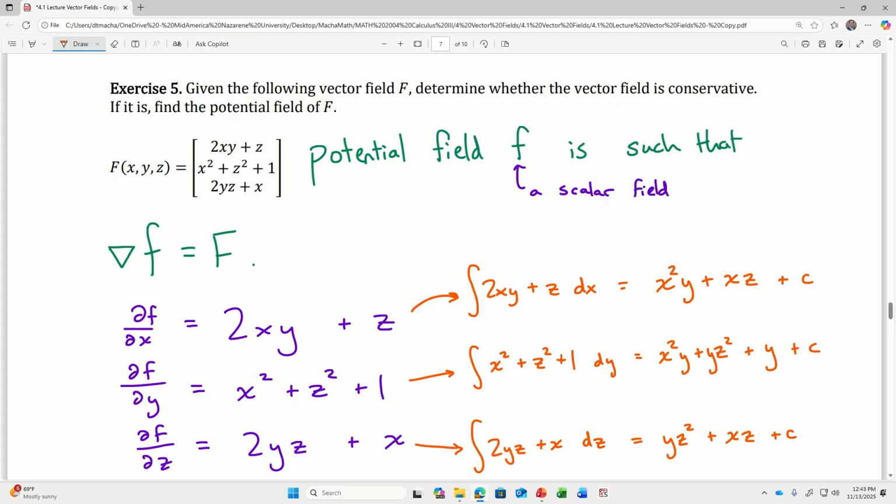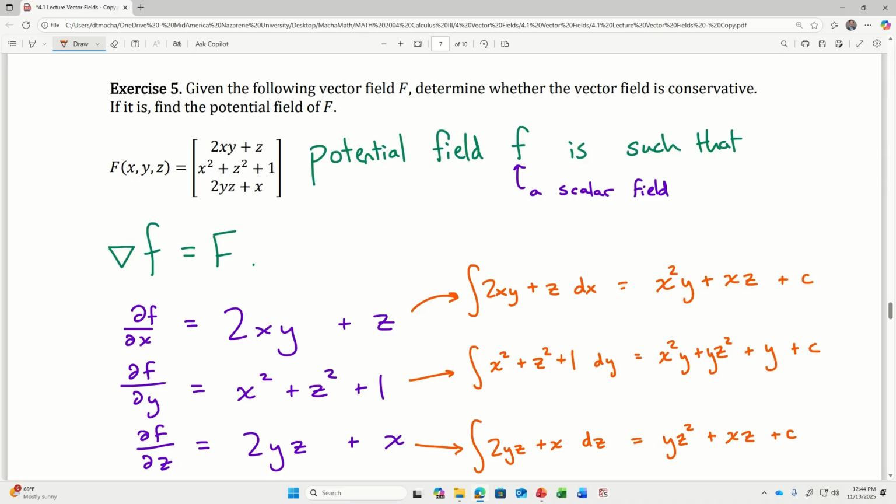So here, these are all supposed to be lowercase f, my scalar field. All of these expressions over here in orange are supposed to be lowercase f, my scalar field. And you notice they don't match exactly. They have some similarities, like x squared y shows up in these two, and xz shows up in these two, and yz squared shows up in these two. But they're not exactly the same. Really, the trick to understanding this is this little constant.